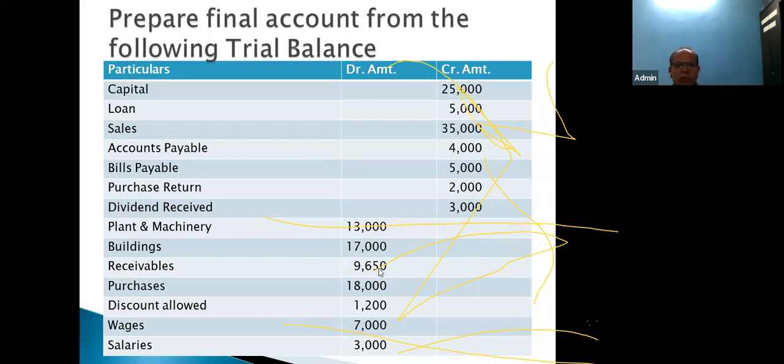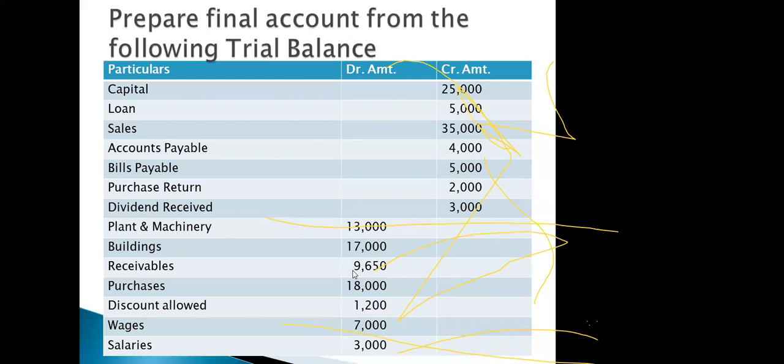So everyone go to the balance sheet. On the asset side, write receivable, and in the inner column, write down the amount 9650. Done? Yes, sir. Next.